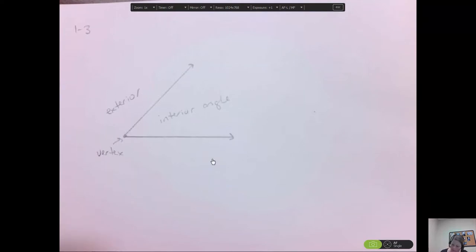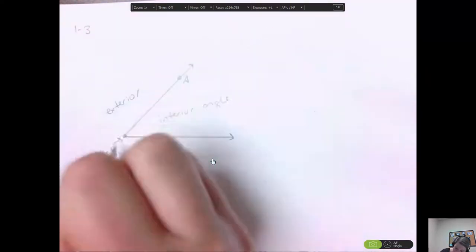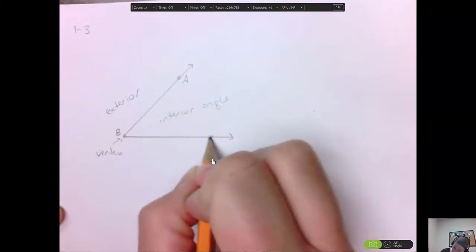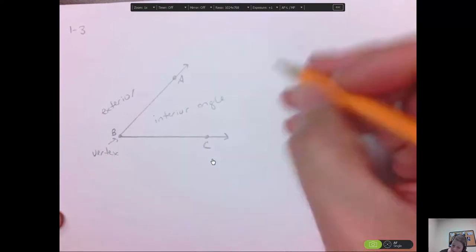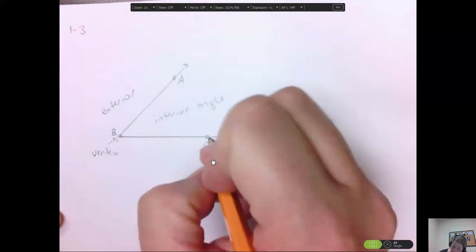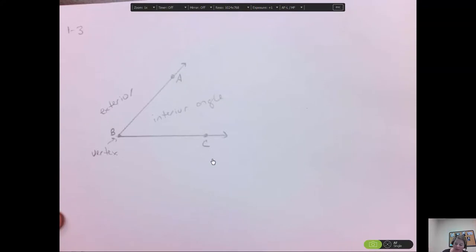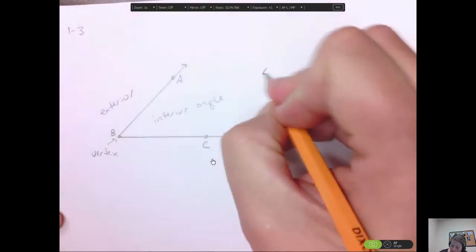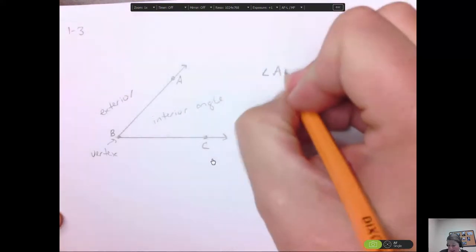And let's see, how would we name this? So let's say we had a point here called A, our vertex we called B, and we had a point over here called C. How could we tell somebody else that we are looking at this angle? We would say ABC or CBA is how we would label that. And we label that with this little symbol that looks like the side of an angle. And we would say angle ABC.